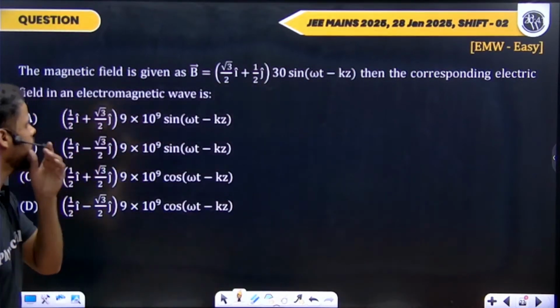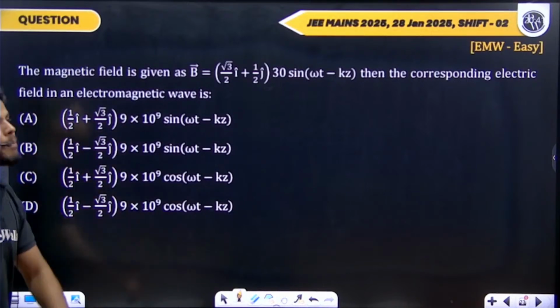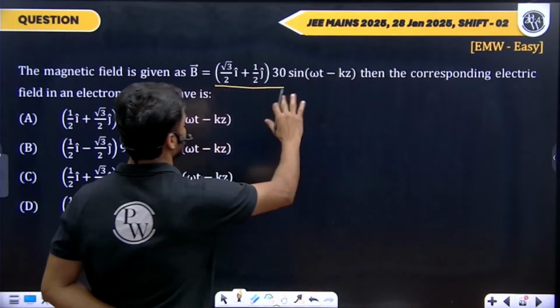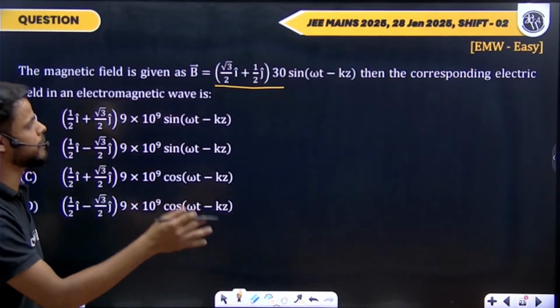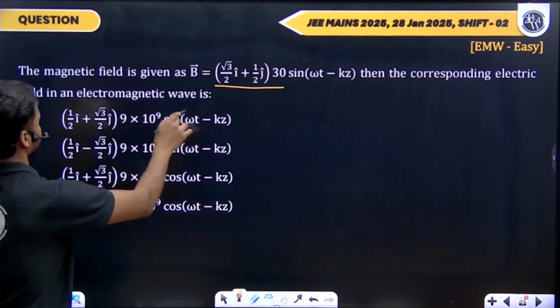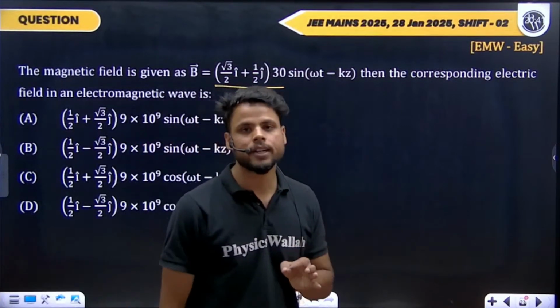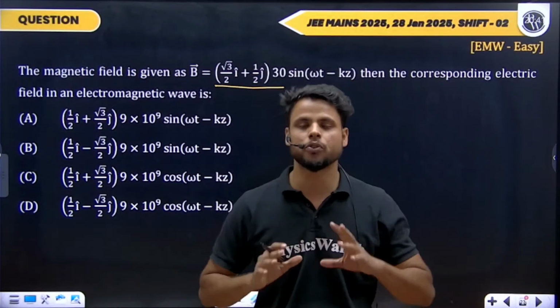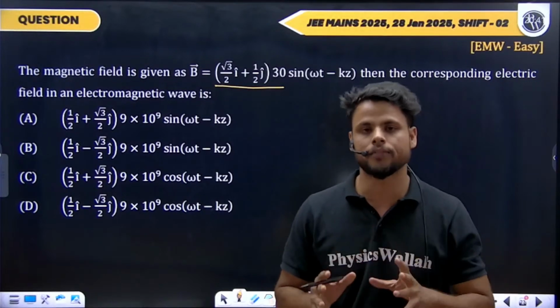the magnetic field is given as, so we are given the magnetic field and this is the equation of our magnetic field. This is its amplitude and this is the equation, sine of omega t minus kz. And then the corresponding electric field in an electromagnetic wave is. So we are given the magnetic field and we are supposed to find the electric field.